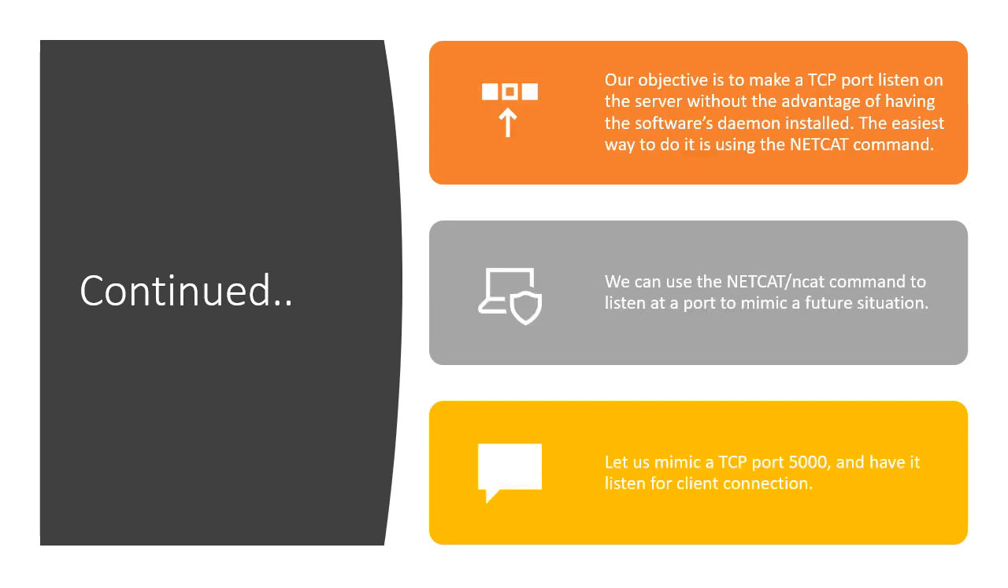Our objective is to make a TCP port listen on the server without the advantage of having the software daemon installed. The easiest way to do this is using the netcat command. We can use the netcat or nc command to listen at a port to mimic a future situation. Let us mimic a TCP port 5000 and have it listen for client connections.